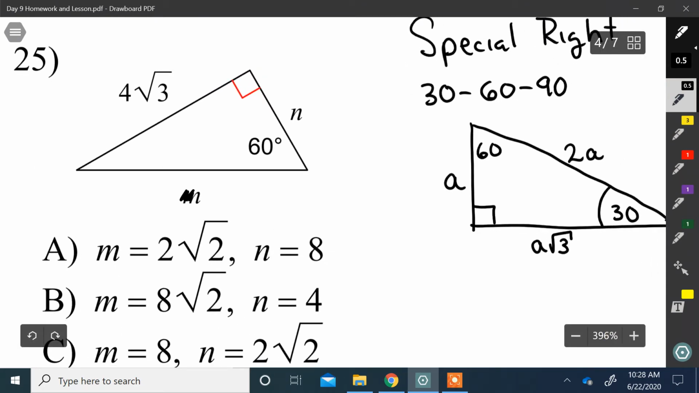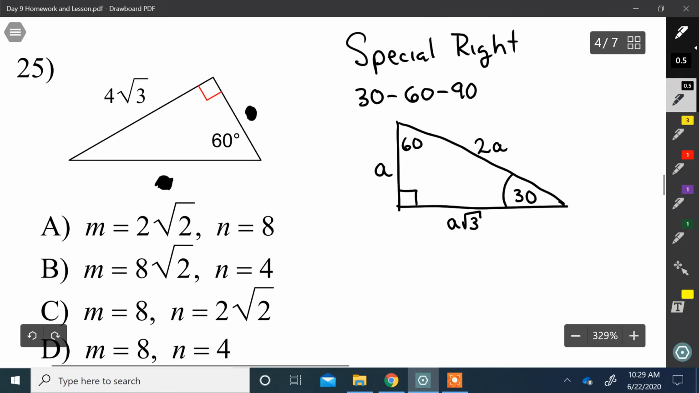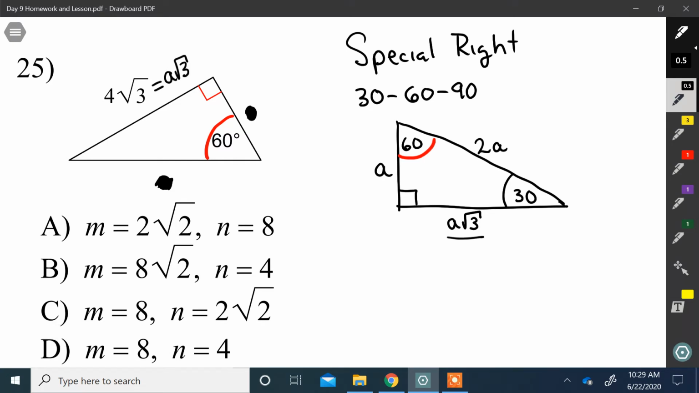Forget first about this right here, ignore it because that's just going to confuse you. Identify what you have, and label each one of those. So the 60 right here is a 60 right there. The one in front is A square root of 3, so this right here will be A square root of 3. After you figure out what A is, the rest is going to come very easily.